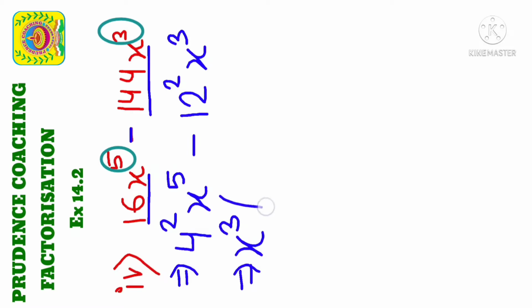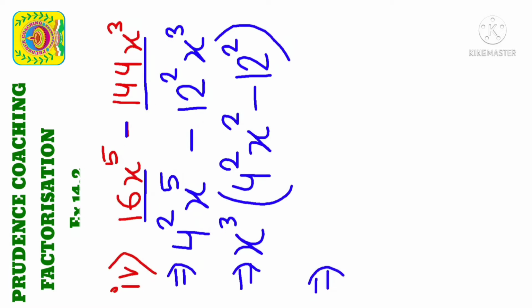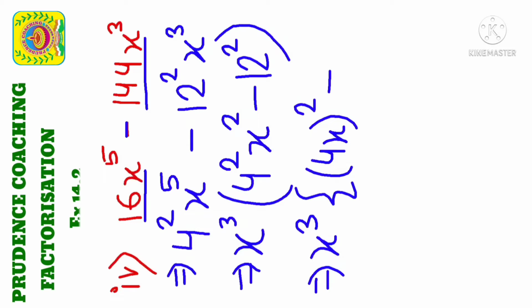So take x to the power 3 common because minimum x to the power 3 is there in both the terms. So we will be left with 4 square here, and from this 5 we have taken 3, that means we will be left with x to the power 2, minus we are left with 12 square here because we have taken the whole x to the power cube. So we can rewrite this as x to the power cube outside the bracket, and within the bracket we have 4 square x square, that can be written as 4x the whole square, minus 12 square.